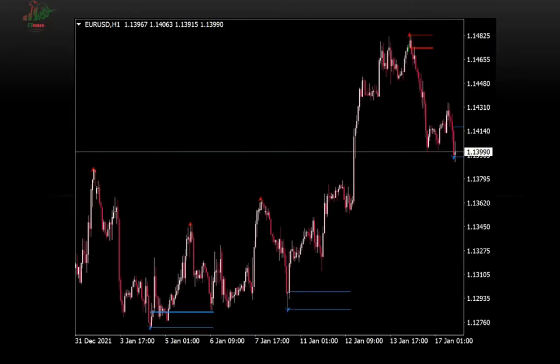And quickly, I will just show you some of the things that I'm talking about here. Alright, so if you notice in this chart here, you will see that the market was in an uptrend.